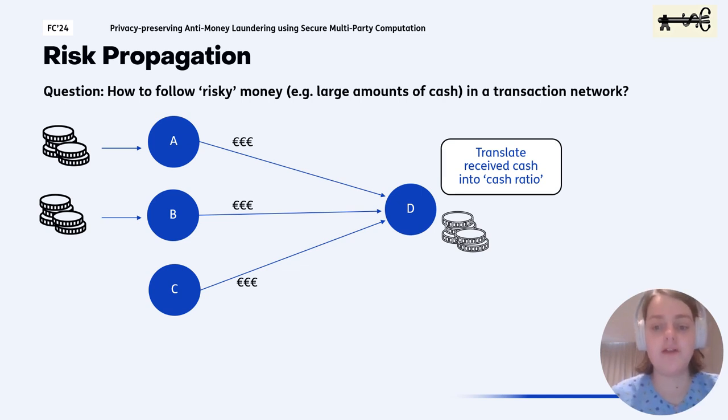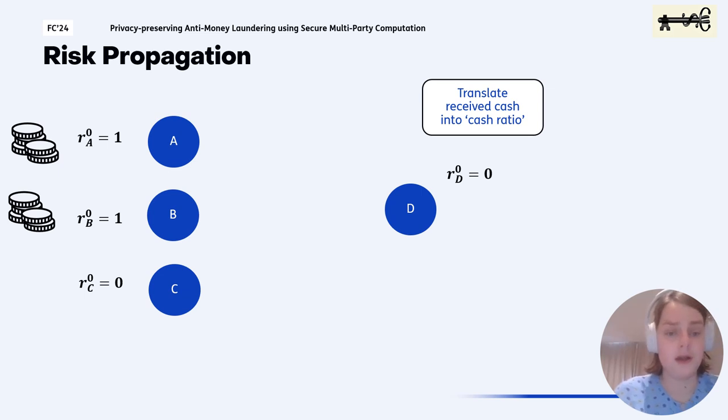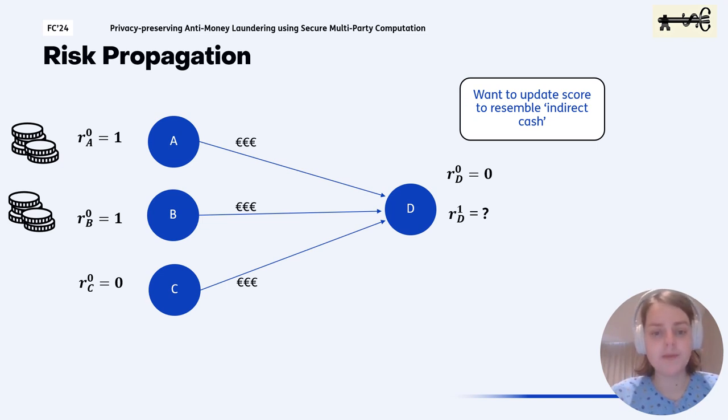For this, we translate this received cash into numbers. So in this case, it's a cash ratio, where very simply, in this case, account A gets ratio 1, B also 1, C 0, and D also 0, because they didn't receive any cash. In a real-world scenario, of course, this is, in our article at least, a number between 0 and 1. But in this case, we say A and B only received cash and C and D didn't receive any cash. So when these transactions happen, we might want to update the score, a risk score or a cash score, whatever you want to call it, of D into some number that resembles this scenario.